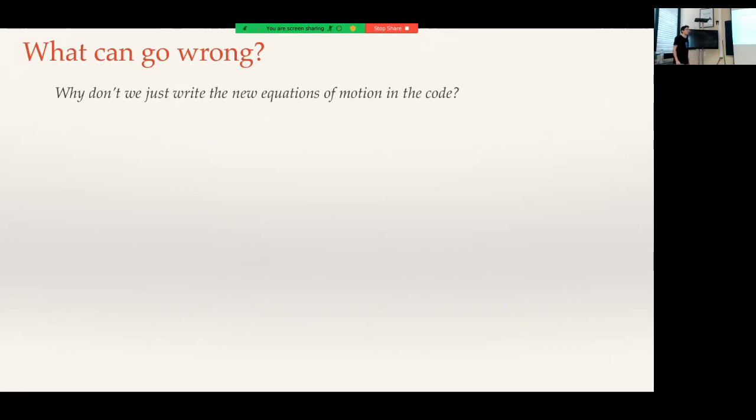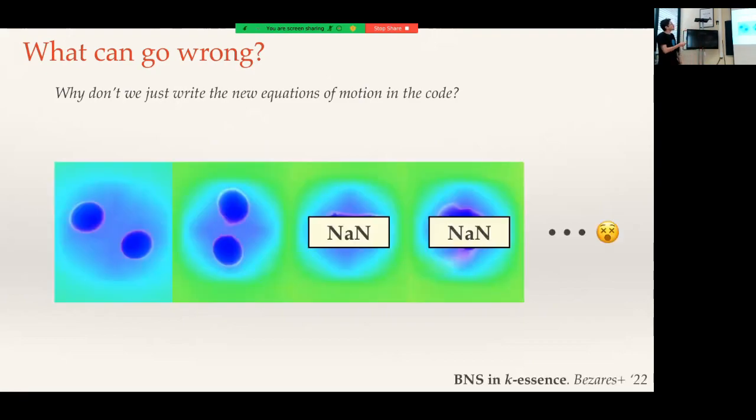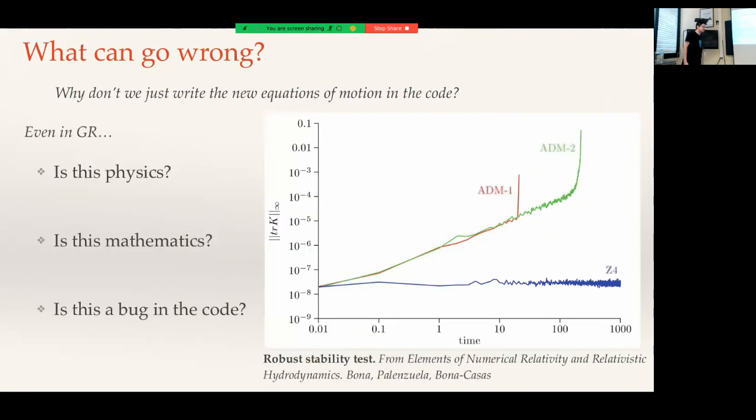So what can possibly go wrong? Why can't I just take, let's say, my favorite alternative theory of gravity and just write the equations of motion in the computer and then press a button and evolve? Well, let's say you want to simulate the binary inspiral of neutron stars in quiescence, and maybe you can evolve for a while in time, but at some point you might get an error in the code, and things blow up, and the code crashes. And then you need to ask yourself, what is going wrong? Is this physics? Is this mathematics? Is this a bug in the code?